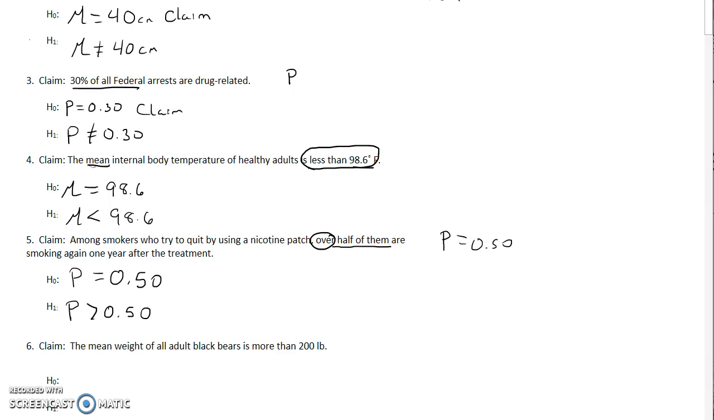Why don't you hit pause in the video and try this next one. See if you can write the mean weight of all adult black bears is more than 200. Oh, I forgot to mark the claim in these last ones. Sorry, going back. This one would be the claim, and this one would be the claim. All right, try it for number 6. So in number 6, it says the mean weight of all black bears is more than 200. Again, the null hypothesis is going to get an equal sign, equals 200, but that's not the claim. It's more than 200, so the alternative is going to be greater than 200, and that one will be the claim value.